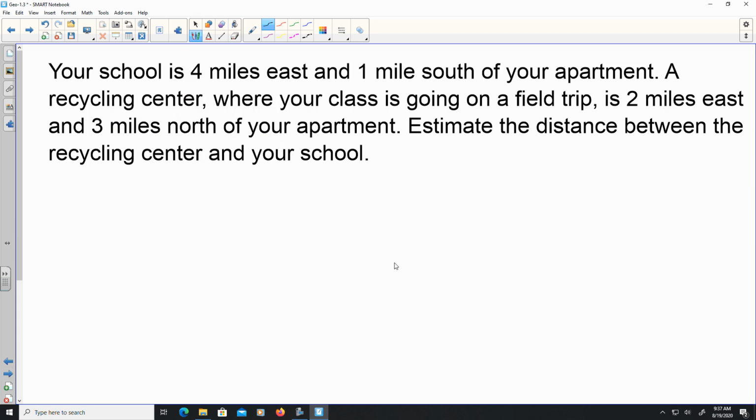So here it says your school is 4 miles east and 1 mile south of your apartment. So let's draw this out. So this point right here, we're going to call this the apartment. And it says 4 miles east, so 4 miles east is that way, and 1 mile south. And that's the school.